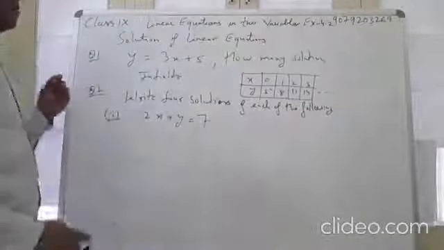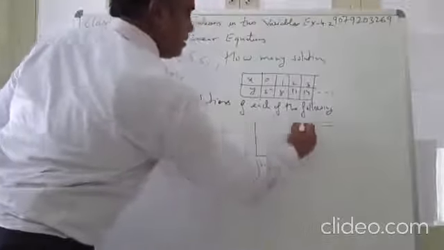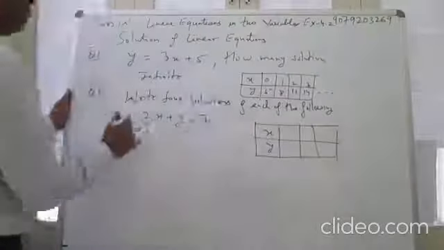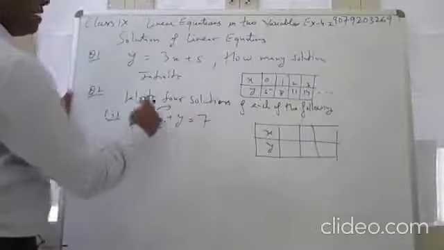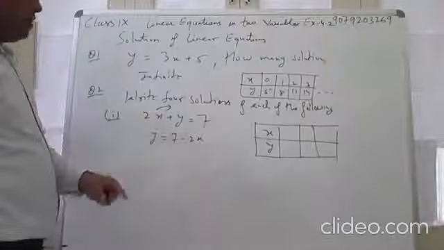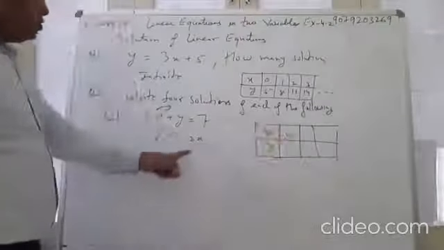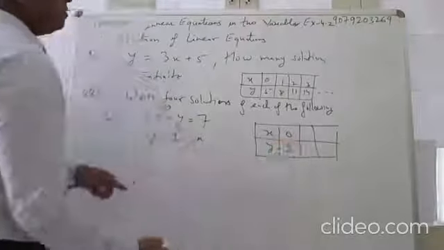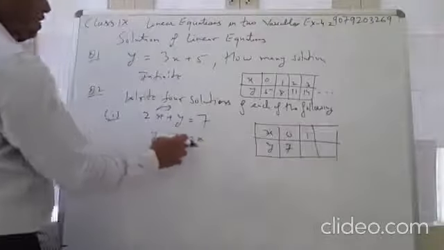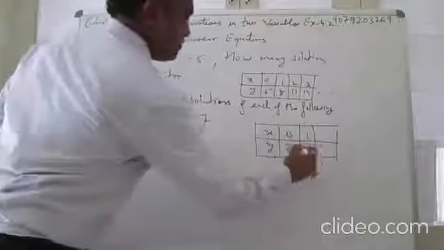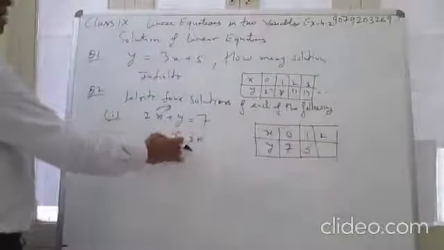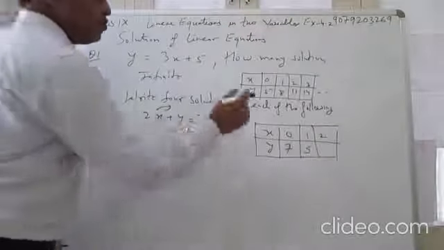Now see here, make a table. It is better you make a table and solve in rough. So what is y? If you transpose x to that side, what is the value of y? 7 minus 2x. Now if you put x equal to 0, you will get y equal to 7. If you put x equal to 1, you will get 7 minus 2, 5. If you put x equal to 2, you will get 4, 7 minus 4, 3.